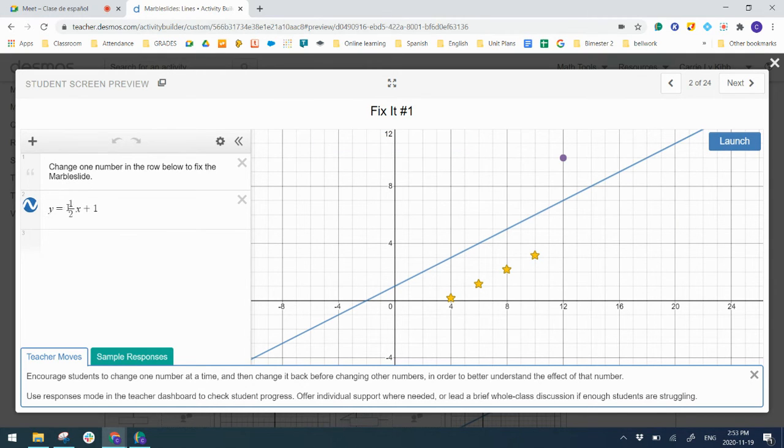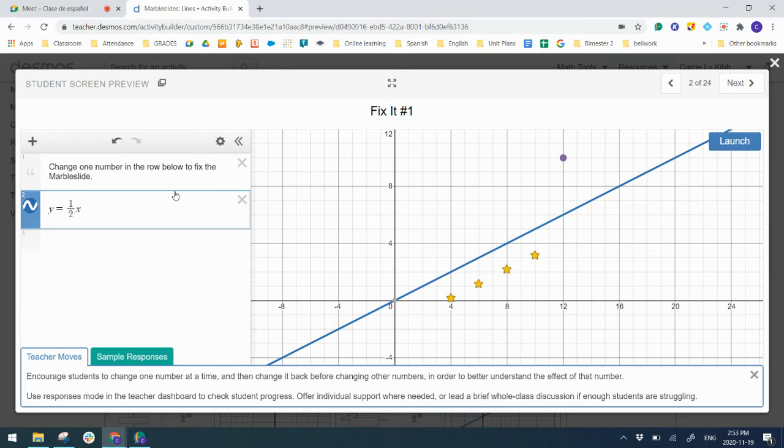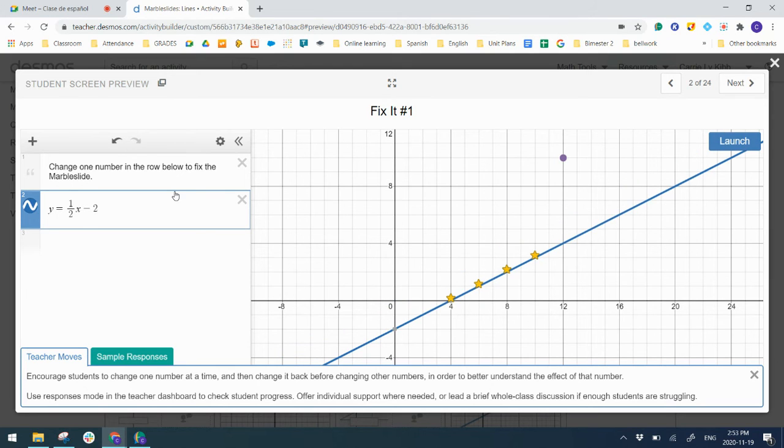So we noticed that changing the slope didn't help us, so let's try changing the y-intercept. What happens if I make a bigger number? Oh, that just caused my graph to move up. I want my graph to move down. So we in fact need a smaller number.